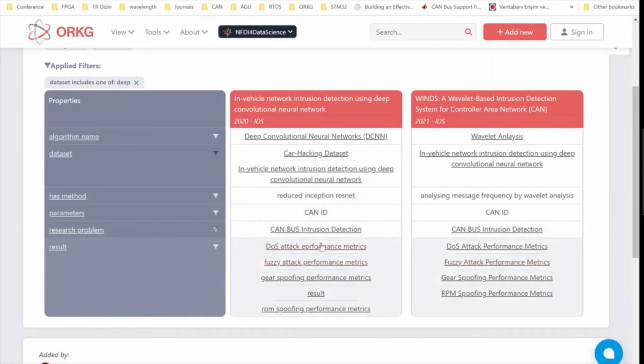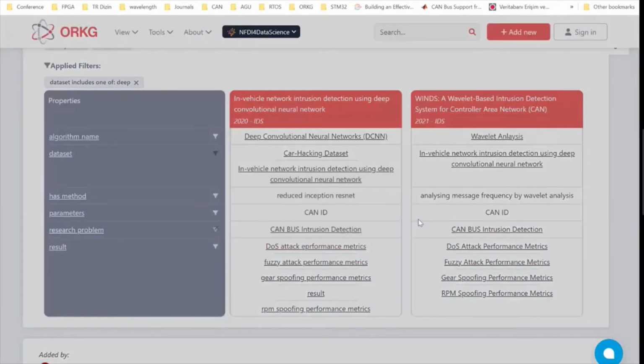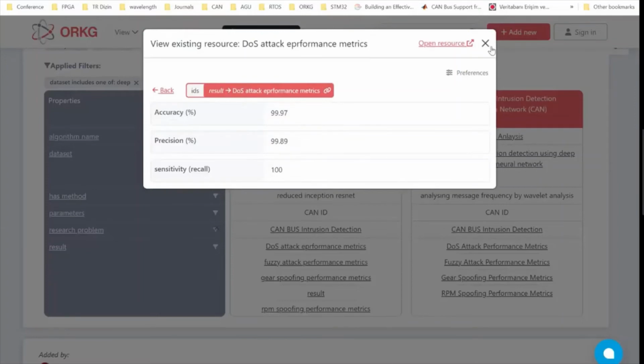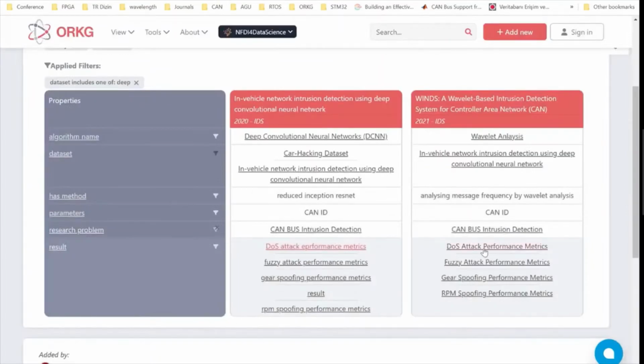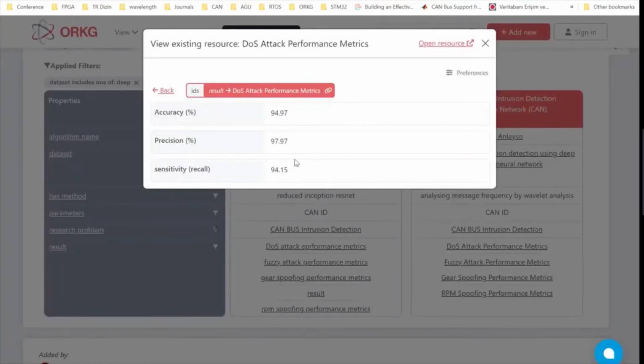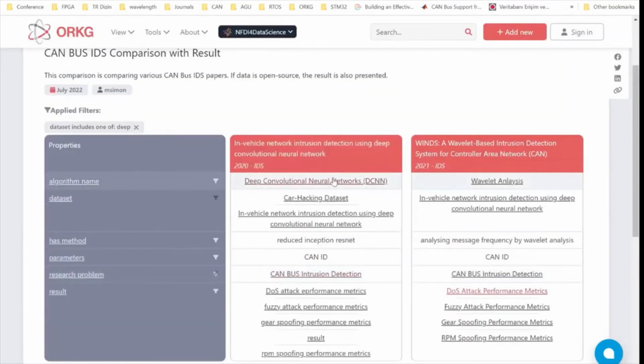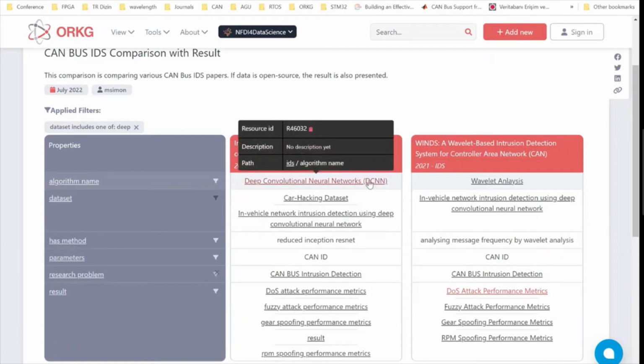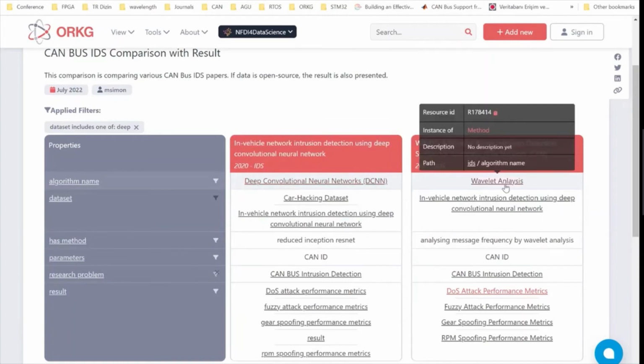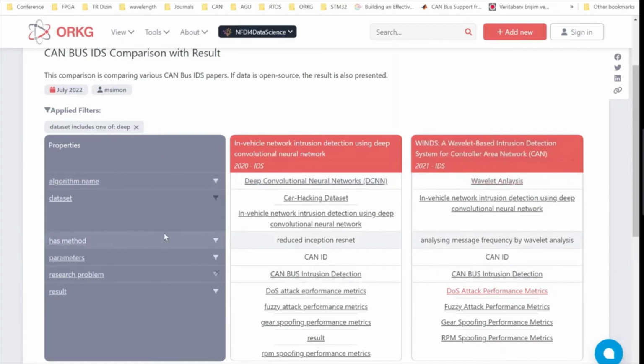And when I click the result, the attack performance metrics, I can see the result for the first paper: accuracy is 99.97 and sensitivity is 100. Then I can click the second one and see its result. And I can understand the first method is better than the second one. You can easily look at the essential information for algorithm names. The first one is using deep convolutional neural networks. On the other hand, the second one is using wavelet analysis.